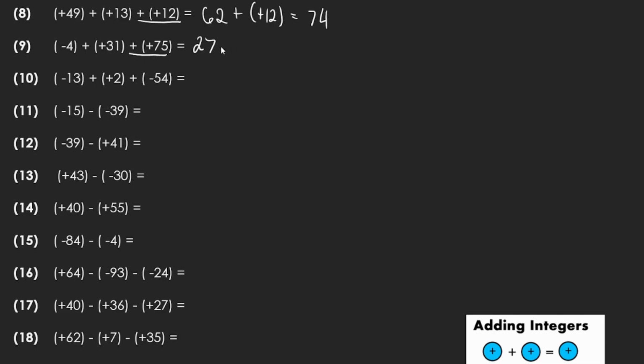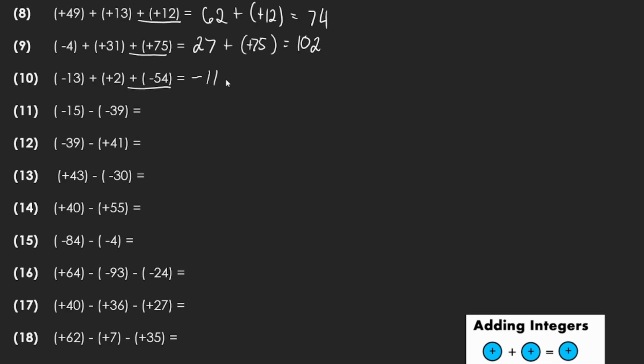Let me just copy this. Positive 27 plus positive 75. Same signs. We would simply add. 27 plus 75 is 102. Negative 13 plus positive 2. Different signs. We would subtract. 13 is the bigger number, so we would use its sign. The difference of 13 and 12 is 11.